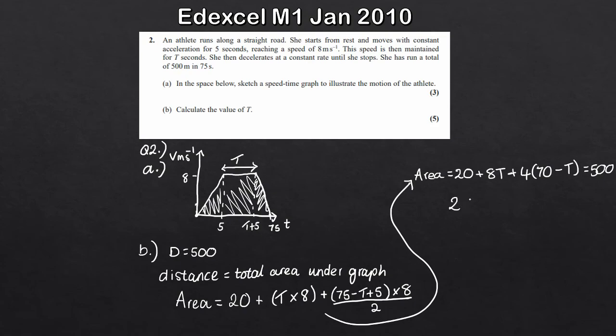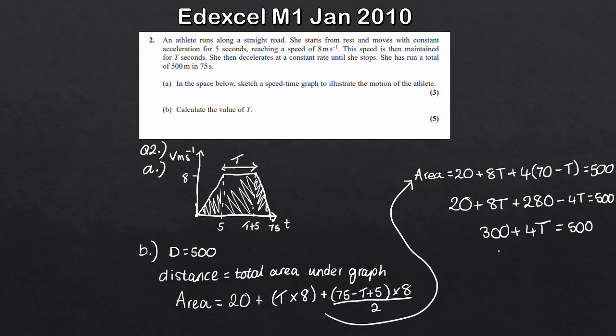So 20 plus 8t, 4 times 70, that'd be 210. Oh sorry, 280, I can't do basic maths. And then 4 times minus t would be minus 4t. That's equal to 500. Solving this, 20 plus 280 is 300, and 8t minus 4t is 4t, so 300 plus 4t is equal to 500. So all we need to do then is isolate the t here.